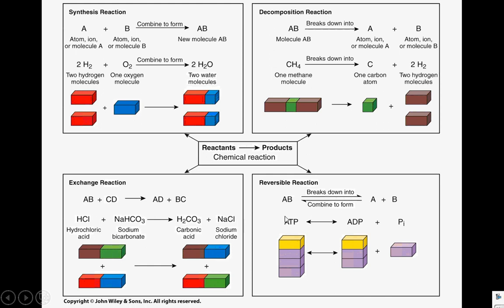And then ATP yields ADP plus Pi. That's what happens when we break down ATP. We can go backwards. ADP plus Pi yields ATP, which is something that we'll talk about later in the semester when we talk about the formation of ATP. So that's something that we'll see.